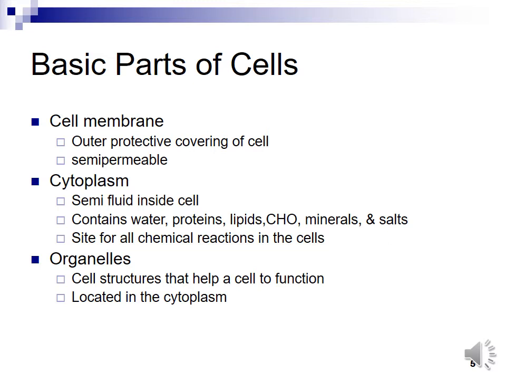Cytoplasm is also part of the cell, and this is the fluid kind of in the cell. It has water and proteins, carbohydrates, lipids, etc. And this is where all those chemical reactions in the cell occur. So cytoplasm is very important for the function of the cells. Now, in our cells, we also have what we call organelles. Organelles are these little tiny structures that help the cell to function. And oftentimes we can equate the organelles in the cell to one of our major organs in the body. And all the different organelles are located in the cytoplasm.